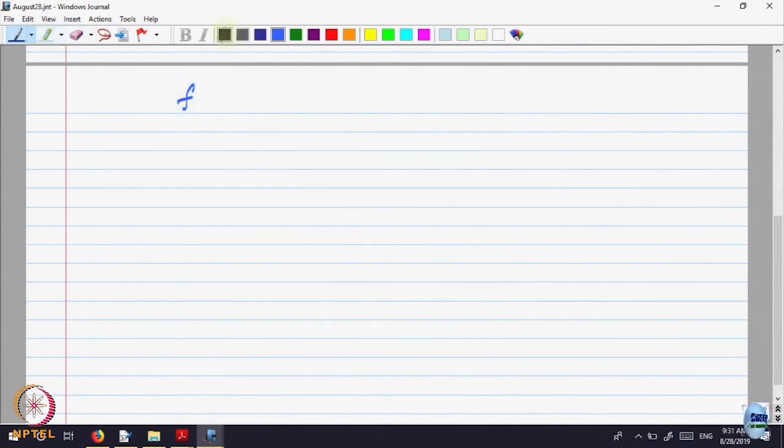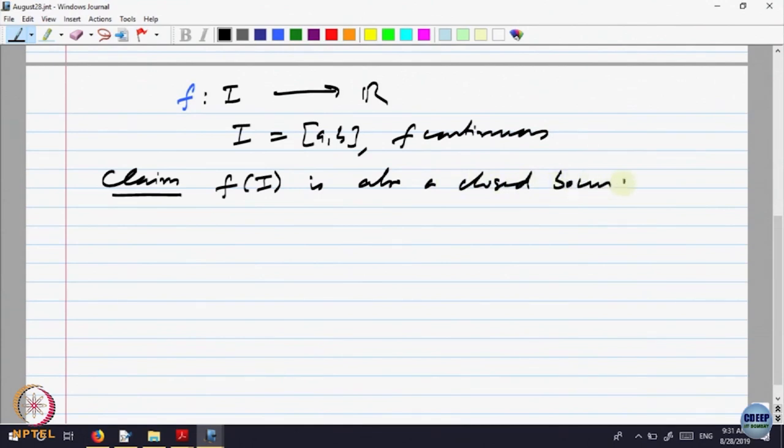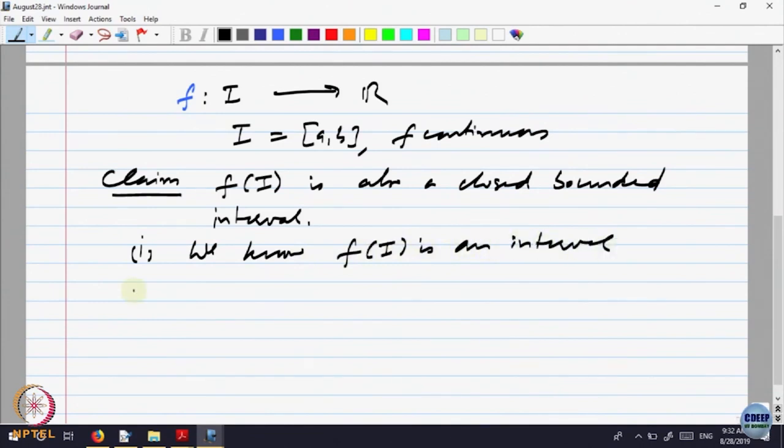So f is defined on I and taking values in R. Let us say I is [a, b], closed bounded, and f is continuous. So the claim is that f of I is also a closed bounded interval. We already know f of I is an interval, and we had proved last time that it is also bounded.